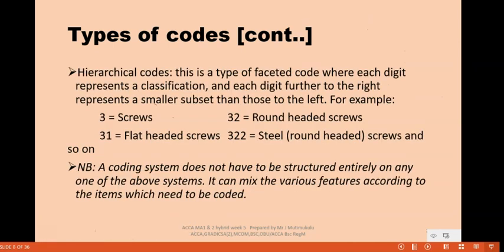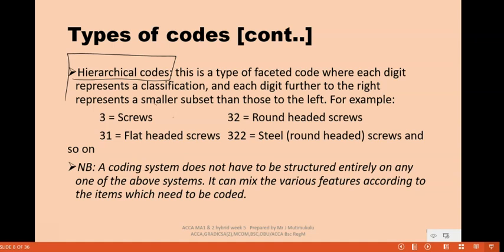Then lastly, we talk of hierarchical codes. This is a type of faceted code where each digit represents a classification, and each digit further to the right represents a smaller subset than those to the left. For example, 3 is equal to screws, 32 is equal to round-headed screws, 31 flat-headed screws, and 322 still round-headed screws, and so on.